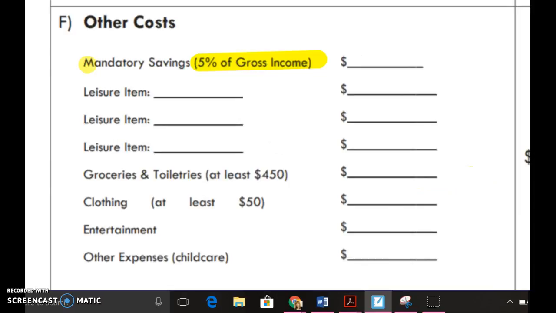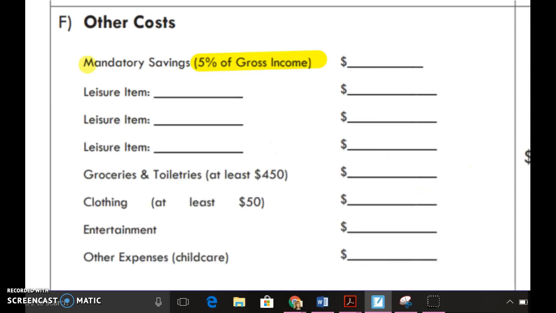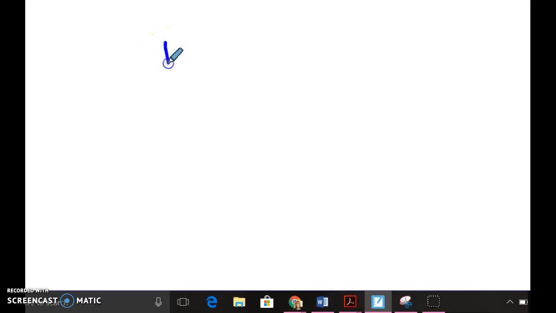So let's set that up. My gross income for the month is $12,500. So that's what I'm going to use as an example. If I had to find my gross income, I'm going to change to a pen here. I've already done 150,000 divided by 12, and this is what I got. That's my gross. And I need to find 5% of that to save.